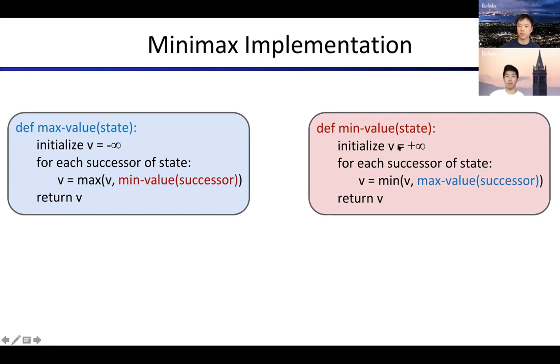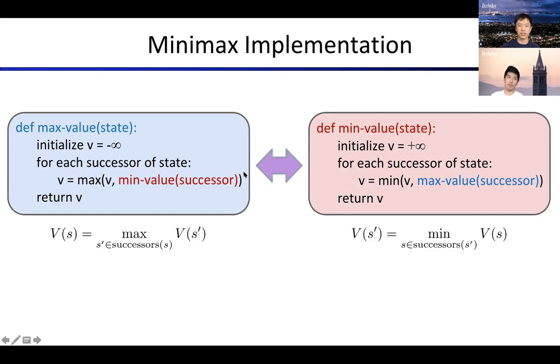The minimizer will initialize the value to infinity because you try to minimize the value as you go through each successor state. And then we can see that these functions call each other in some recursive fashion, and they actually also correspond to the formula you saw, I think, a few slides earlier. The maximizer is going to compute the max over all successors, and the minimizer computes the min over all successors.